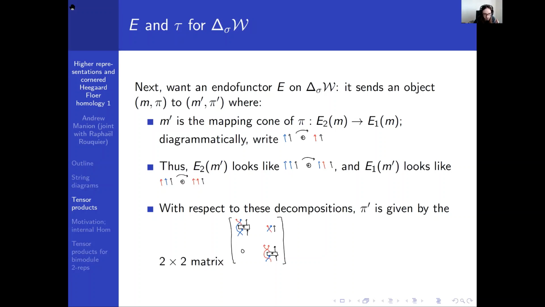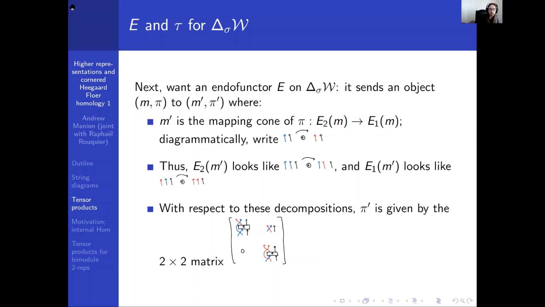So let's look at the top left entry. That's going to go from the left entry in E2 of M to the left entry in E1 of M. The top right entry of this matrix is going to go from the right entry of E2 of M to the left entry of E1 of M. And the bottom right entry is going to go from the right entry of E2 of M to the right entry of E1 of M. And so you can just define a map like this.